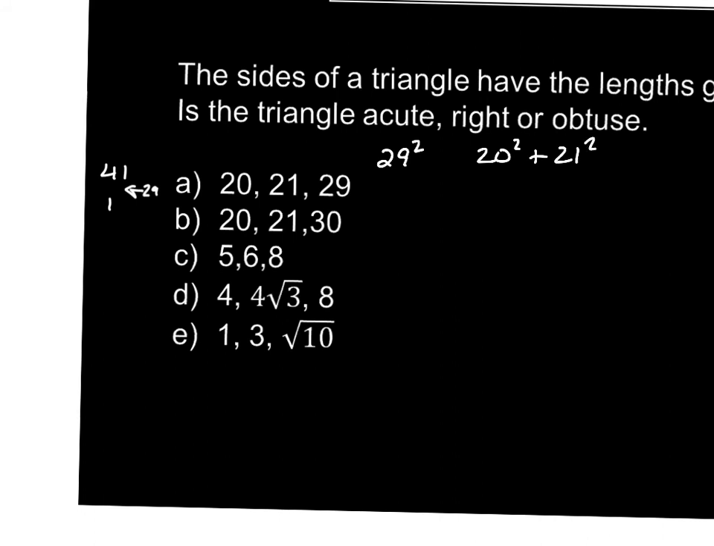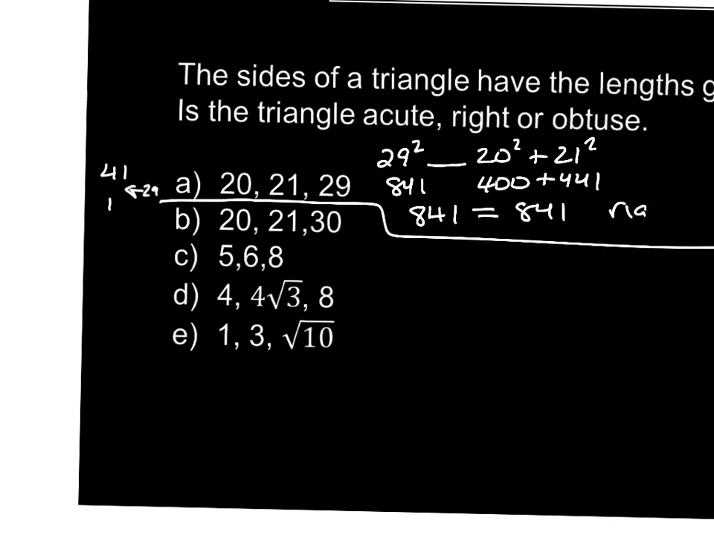29 squared is 841. So I don't know what's going in here yet. 400, 441. And when I add them, I can see that the two sides are equal, making this triangle a right triangle.